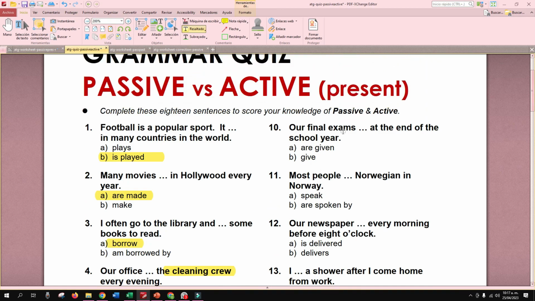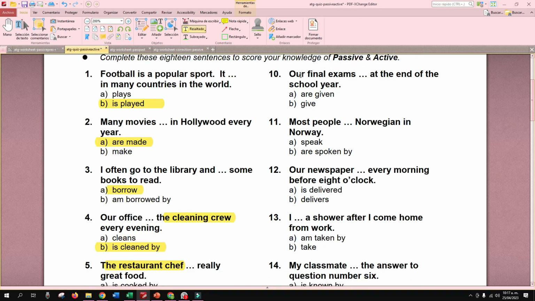Let's see, 10. Our final exams at the end of the school year are given or give? Our final exams are given at the end of the school year. Excellent.